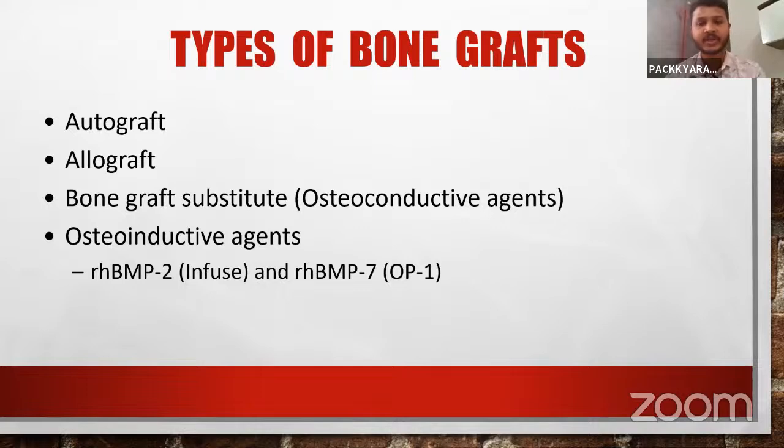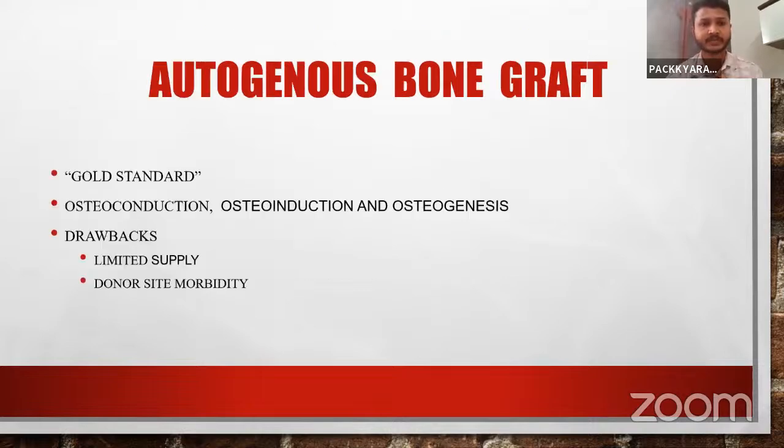I'll be just giving a small introduction, and the next speakers will be discussing in detail about all these things. We can divide this into autografts, allografts, bone graft substitutes, and all the newer osteoinductive agents. The autogenous bone graft is the commonly used autograft, harvested from the patient's own body. This is the most commonly used, and this is the gold standard available now.